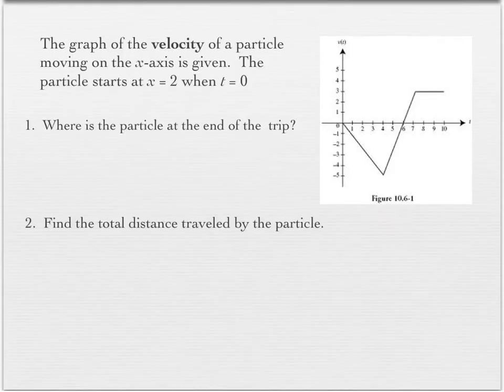Alright, here's kind of the famous example. We looked at some of these particle problems earlier and we're going to revisit them again in this chapter. So what we have shown here on the right is the graph of the velocity of a particle moving along the x-axis. Again, this is kind of weird looking when we see a graph that looks like this, but the particle is just moving back and forth along the x-axis. We know that it's going to start at x equals 2 when t equals 0. So where is this particle at the end of the trip?